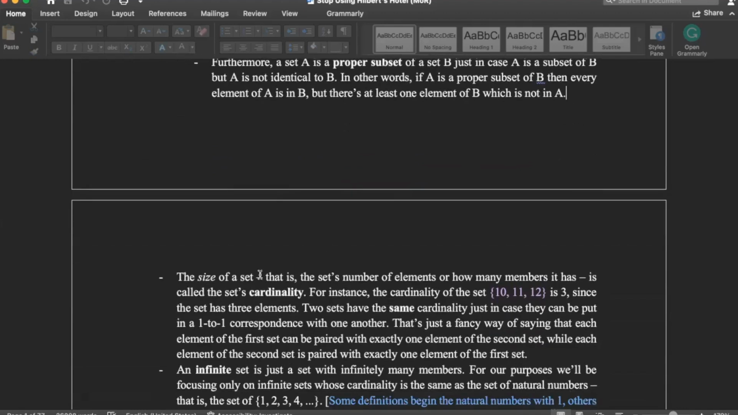What about the size of a set? Well, the size of a set, that is the set's number of elements, or how many members it has, is called that set's cardinality. For instance, the cardinality of the set containing 10, 11, and 12 is 3, since it has 3 elements.